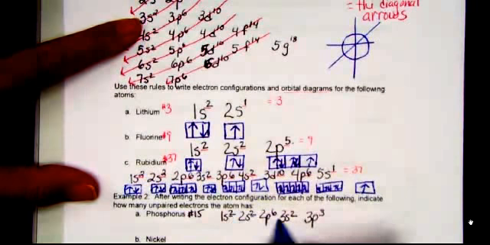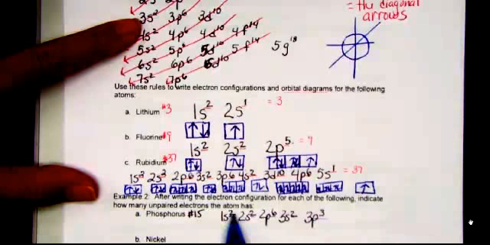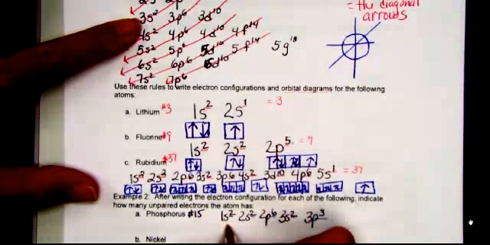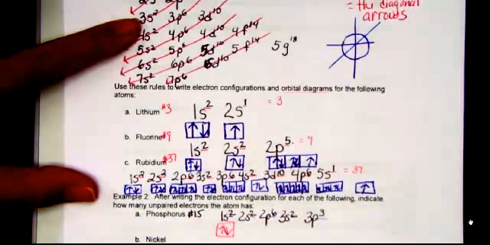If I add the superscripts, we should count to 15 electrons. 1, 2, 3, 4, plus 6 is 10, and these 5 give me the 15. Draw the orbital diagram. 2 electrons in the 1s sublevel with opposite spin. 2 more electrons in the 2s sublevel with opposite spin.